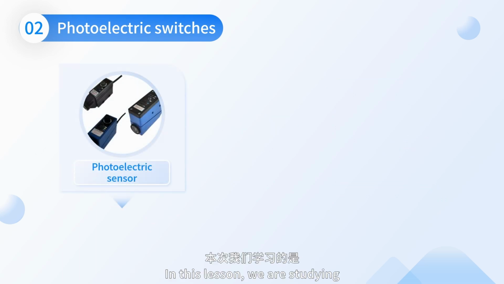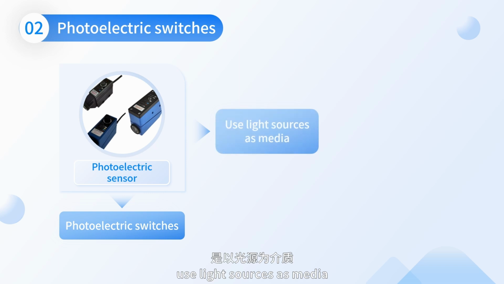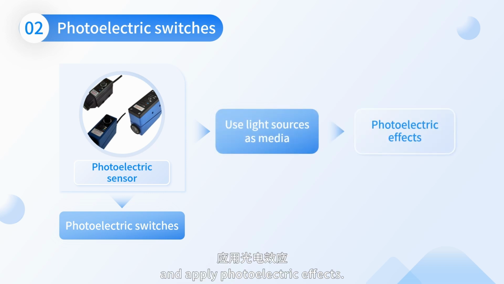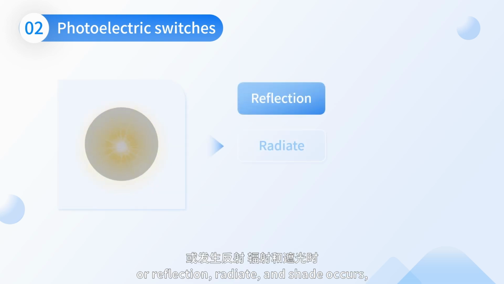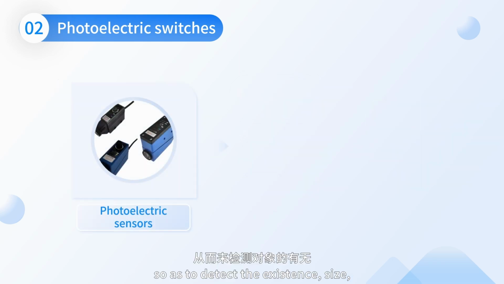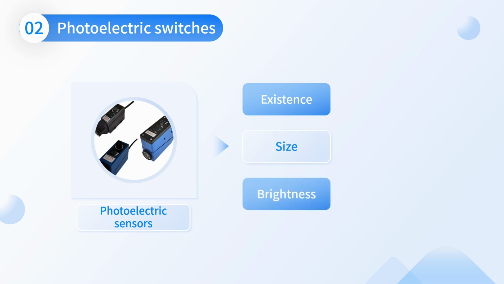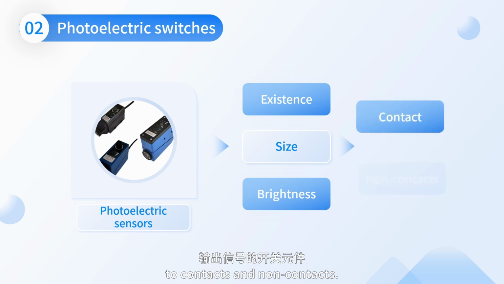In this lesson, we are studying the photoelectric proximity switch. Photoelectric sensors, also known as photoelectric switches, use light sources as media and apply photoelectric effects. When the light sources are shielded by objects or reflection, radiate, and shade occurs, the amount of light received will change so as to detect the existence, size, and brightness of objects. It is a switching element that outputs signals to contacts and non-contacts.